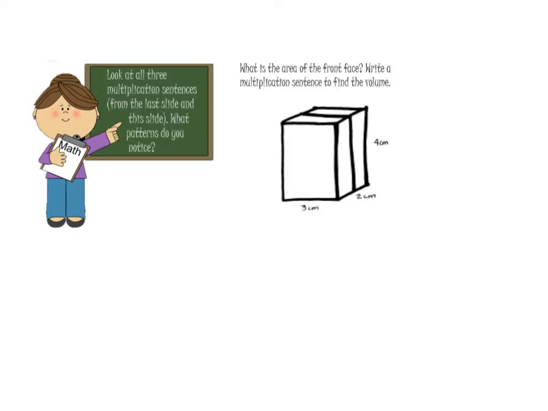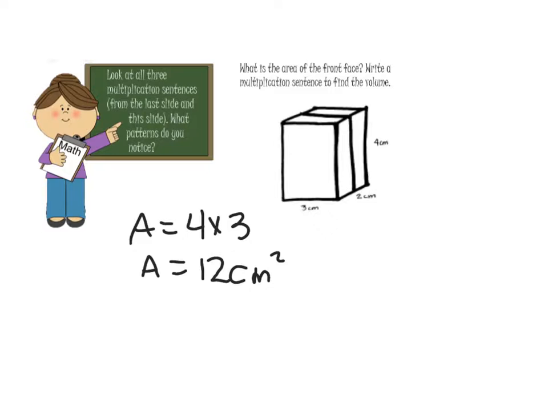Now, we had multiplication sentences from the last slide. What patterns are we going to start noticing? Let's see. What is the area of the front face? This front face is this times this, because area is length times width. This could be our width, and this could be our length. So we have 4 times 3. So the area of the front is 12 centimeters squared.